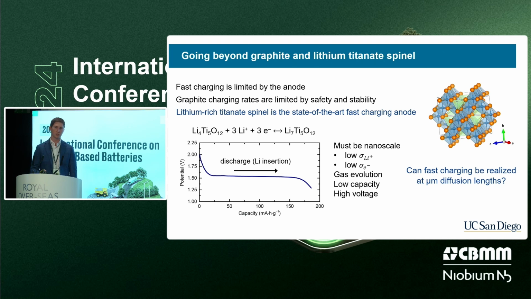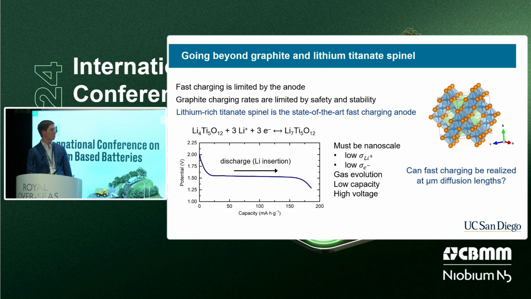So can we do 5C or 10C charging with micron scale particles? When I started this work in 2013, this was probably the peak of the nanomaterials for high rate batteries phase. And the idea was, let's think about how we can make nanomaterials that have really short diffusion distances, because that is a fundamental requirement, right? And if it is a fundamental requirement, okay, we'll play with it. But it has this really severe challenge in terms of scale up and in terms of reactivity.